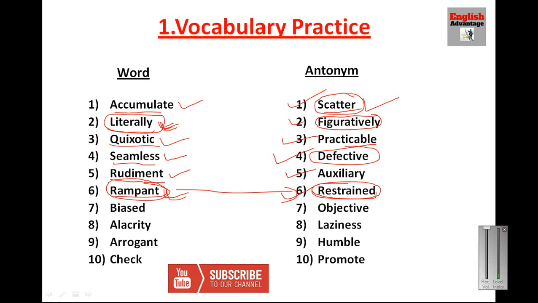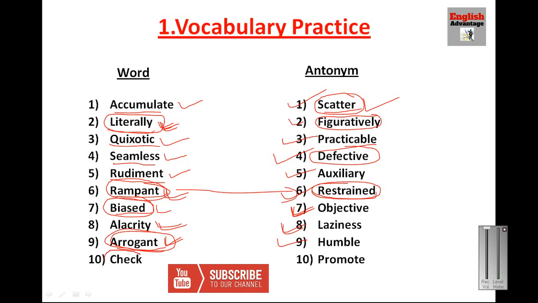Now let us look at the next word, bias. If you are biased, you are partial. You are not objective, you are partial. So bias means partial. At the same time, if you are objective, you are impartial. You are not showing partiality. Alacrity means energy, being energetic. At the same time, laziness means lethargy. You are dull. You are not active. Arrogant. Arrogant means you are not humble. Arrogant means haughty. So the opposite of this word will be humble.